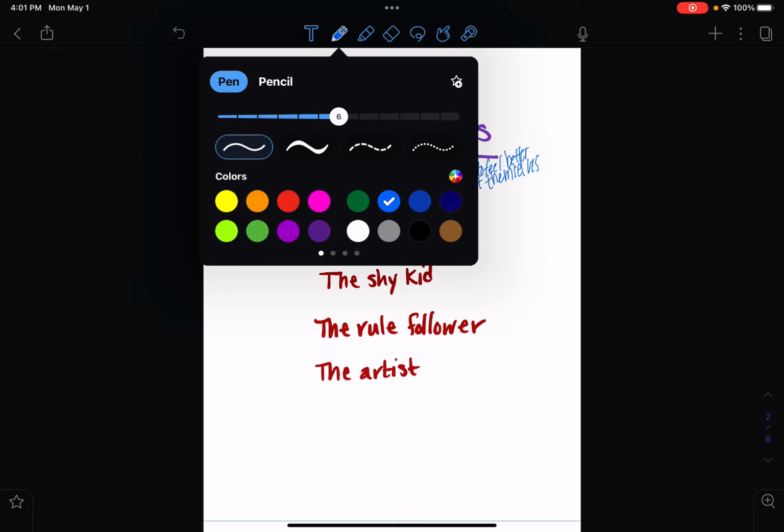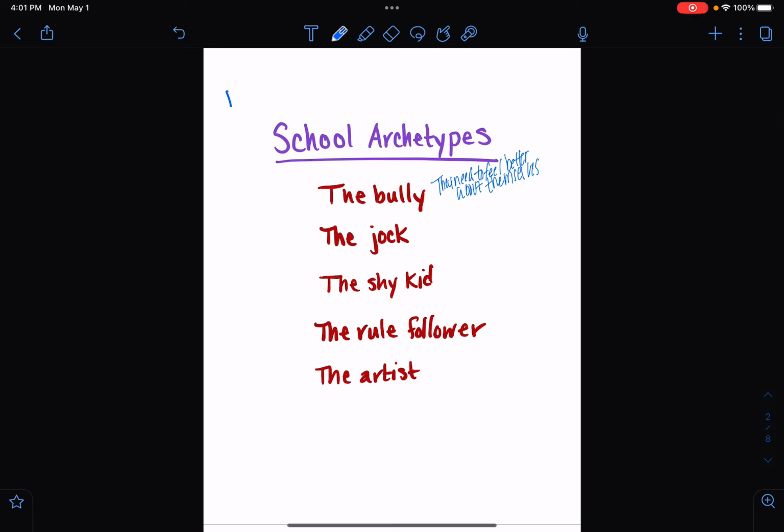So I want you to remember, this is for fictional characters. And we're going to be following a lot of stereotypes.